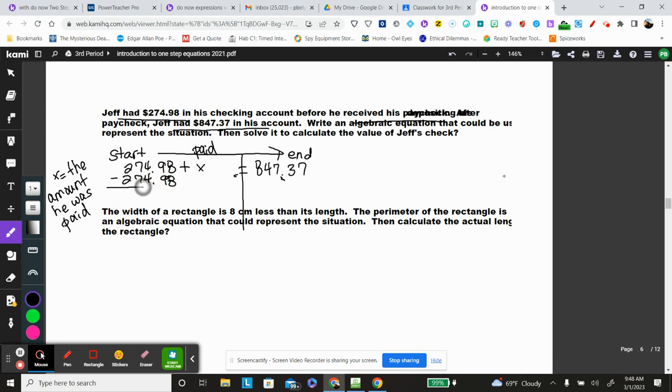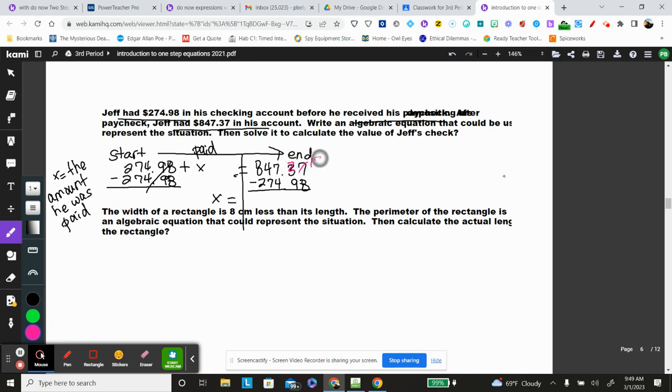All right, I'm gonna post the answer key. It's already posted, I believe. It was posted yesterday. See if you got them right, okay? So what you do to one side, you do to the other. Let's see how much Jeff's paycheck was, because X represents his paycheck. Do I need to regroup or not, guys? Yes, so this is gonna become a 2.